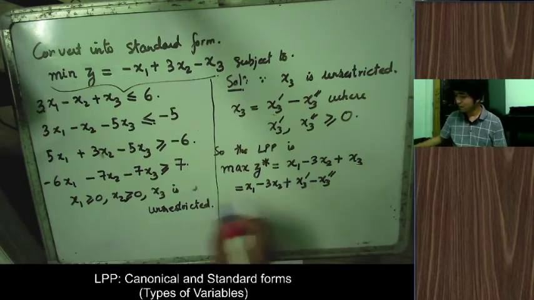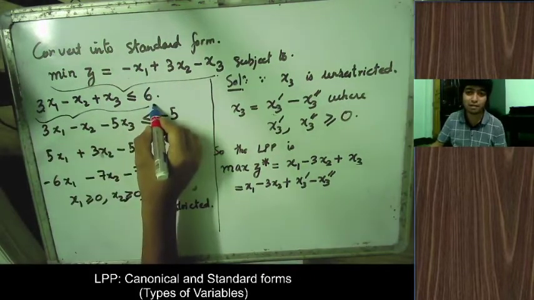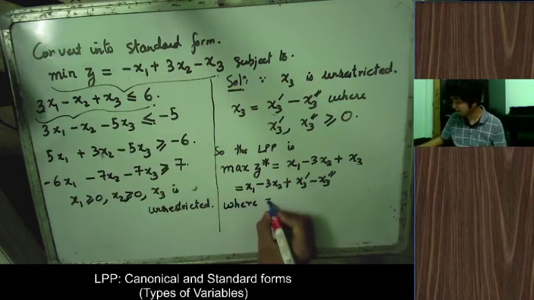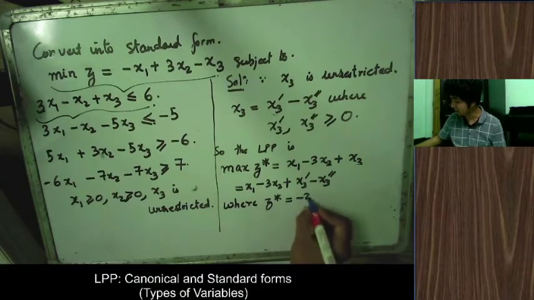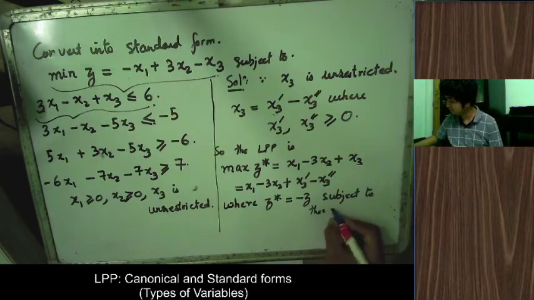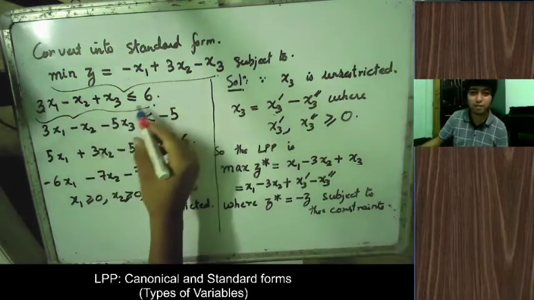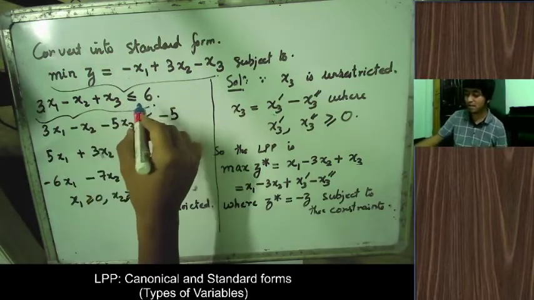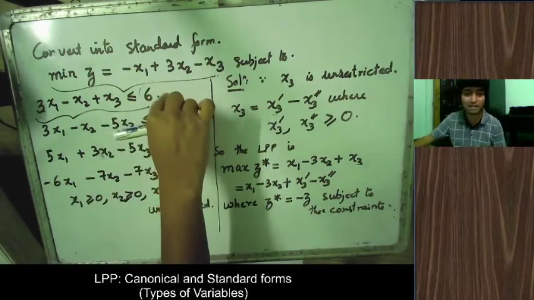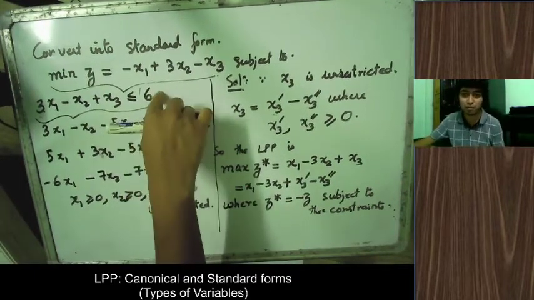Now we will convert this one into an equality. Over here you should also remember this line: z star is equal to minus z, subject to the constraints. So we need to convert this into an equality. Let us first look at this one. You must also remember that the right side of the equality should be positive. This one is already positive, so we don't need to do anything.